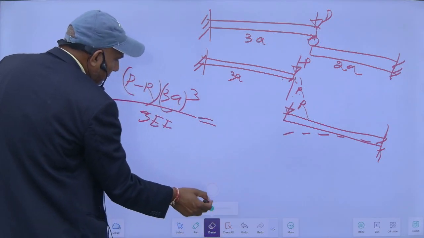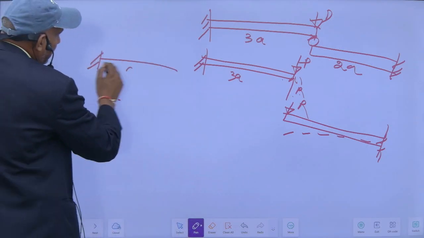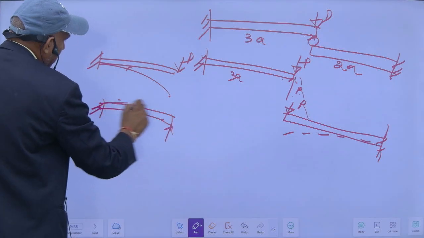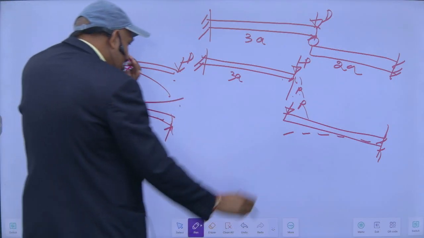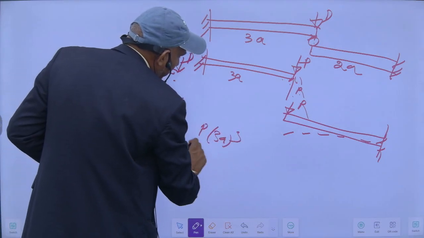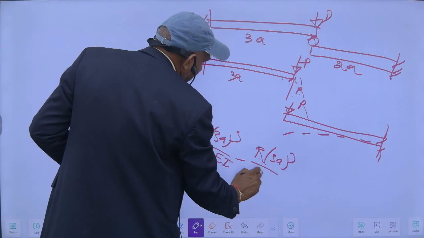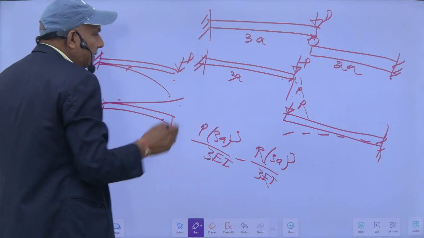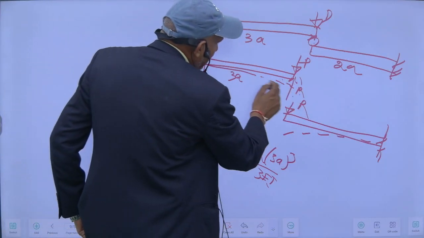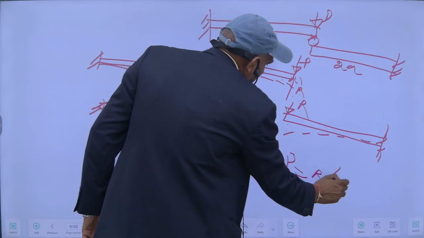You can treat it like this. This is P and this is R. So this deflection will be P into 3A cube upon 3EI minus, due to this reaction, R into 3A cube upon 3EI. Whatever the net deflection is, downward minus upward, that same deflection will be at this point. So it will be R into 2A cube upon 3EI.